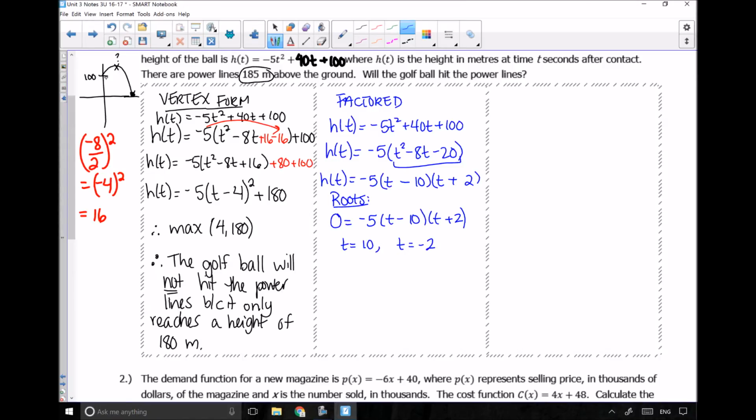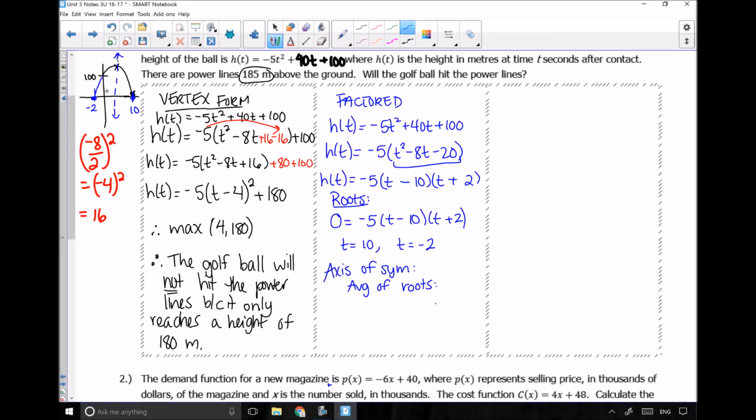So if I were to look back at this quick sketch that I put here, that means that if I were to extend this graph right here, I know that this value here is negative 2 because that's a root, and I know that this value here is 10. And don't forget that your vertex will always occur halfway in between these two values, okay? So your axis of symmetry is going to be the average of your roots.